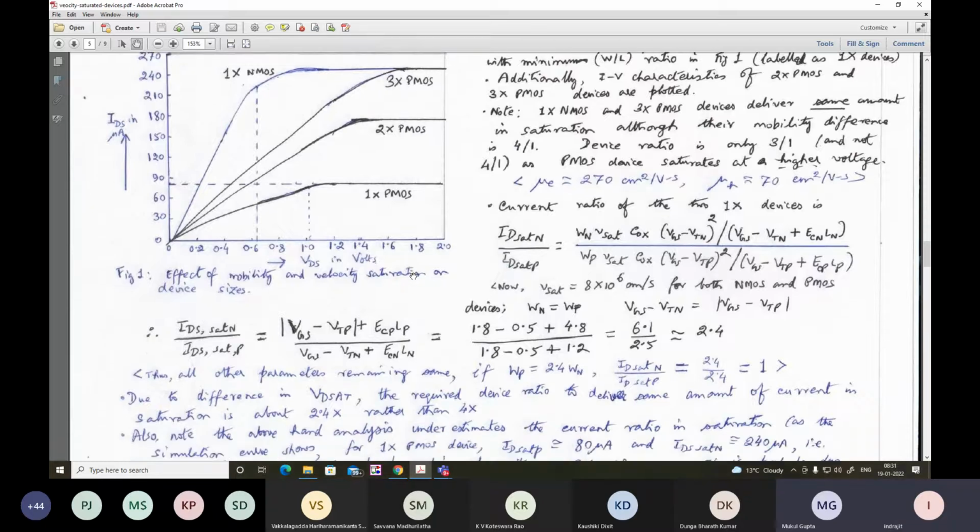That means this equation tells us that if you can widen the PMOS device nearly 2.4 times, then we are going to get the same current. That means with a PMOS device 2.4 times that of the NMOS device, we can expect the same current. But that is predicted from the hand calculation. Again, from mobility consideration, it should be 4 times larger. But actually, this curve has been brought out from the SPICE simulation and also maybe experimental data.